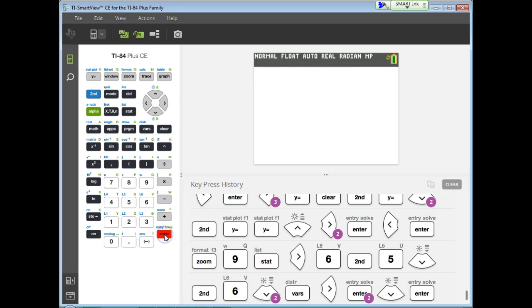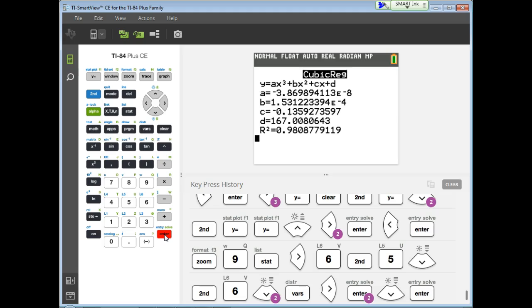Okay, so for cubic polynomials, they're going to give you an a, a b, a c, and a d, because cubic is one bigger than a quadratic, so it's going to give you 4 coefficients. But notice what's going on here, guys. It has negative 3.8, blah, blah, blah, e negative 8. What does that mean? That's scientific notation for times 10 to the negative 8th power. So it's negative 0.00000003869, and so on. So super tiny is the answer there. And this is kind of annoying, but they do actually want you to write that down.